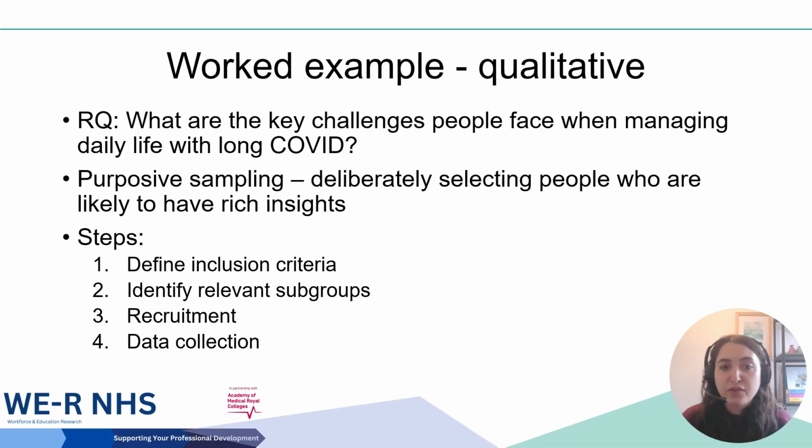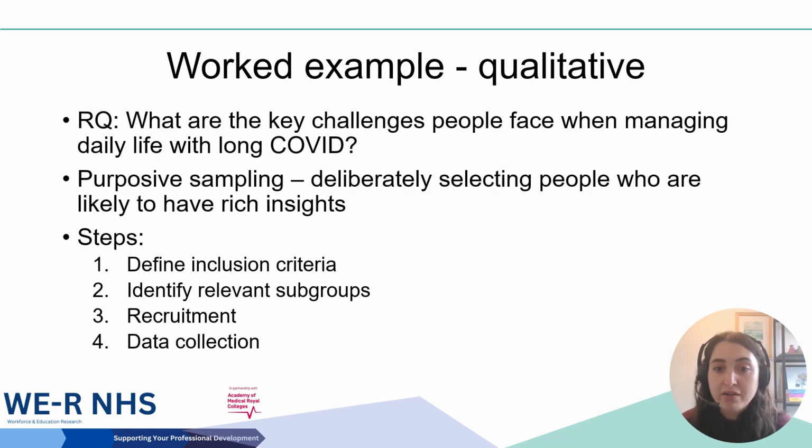You then want to identify potentially relevant subgroups. To explore different experiences, the researcher might purposely recruit people from certain groups. So those with more recent diagnoses versus longer diagnoses, people who have or have not returned to work, and people from different genders, ethnicities, or age groups, etc. This means that you're likely to get different experiences and different information across your sample, which then increases the likelihood that your findings will apply to the general population as a whole.